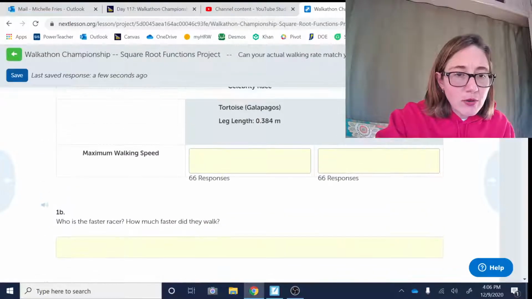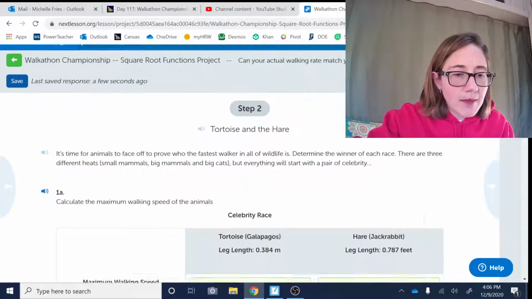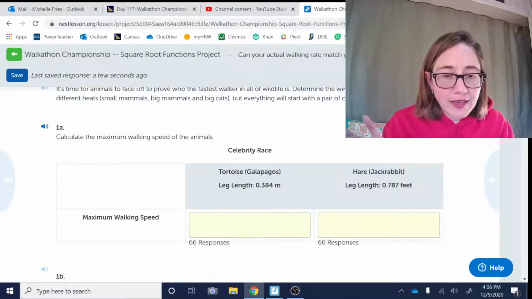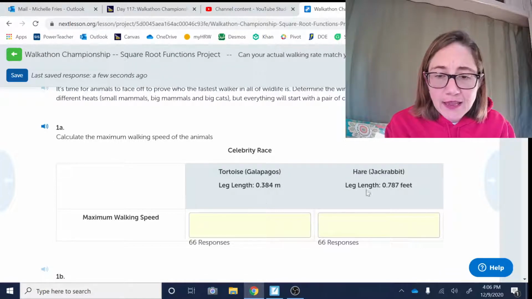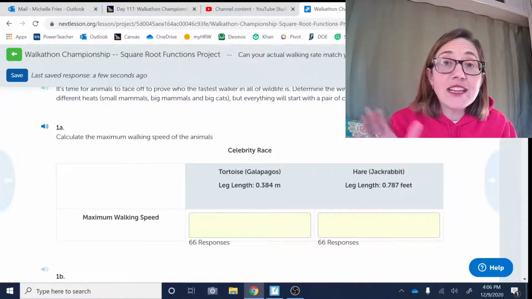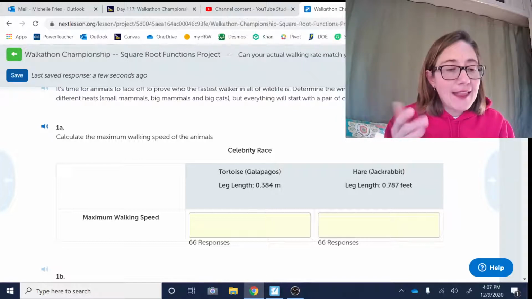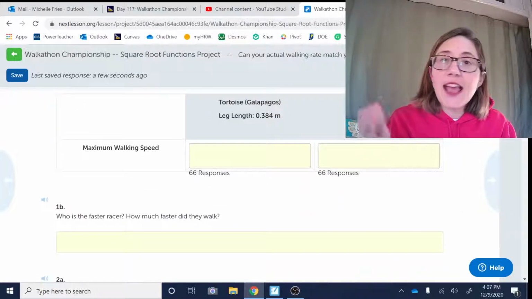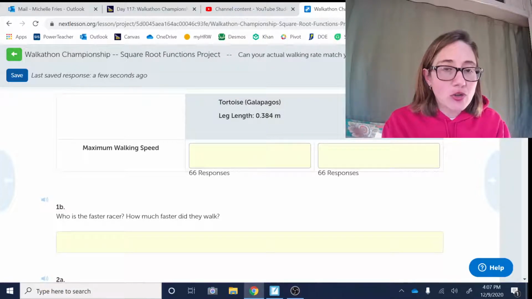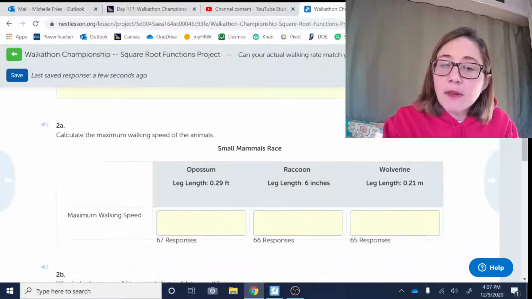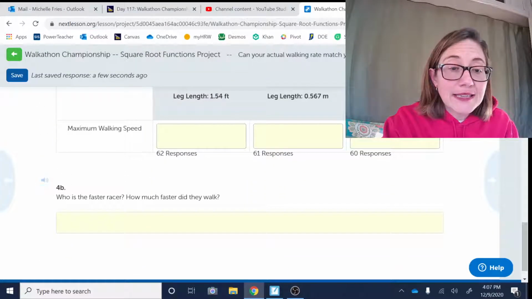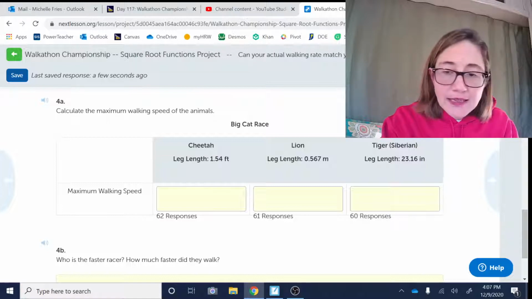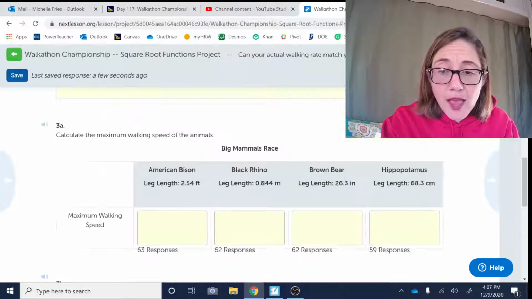So on this page, you have some animal races that you're going to be comparing. So you want to calculate their walking speed. We have the celebrity race of the tortoise and the hare. They give you the leg lengths. One's in meters, one's in feet, so watch your units. In order to decide who wins, you're going to have to convert them so that they match. Change one of them so it matches the other units. You'll do that with a couple of different animal races here. I think there are 4 races, and that is all that we are doing.